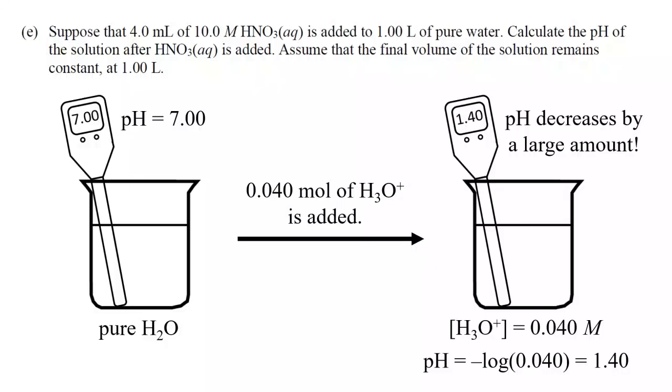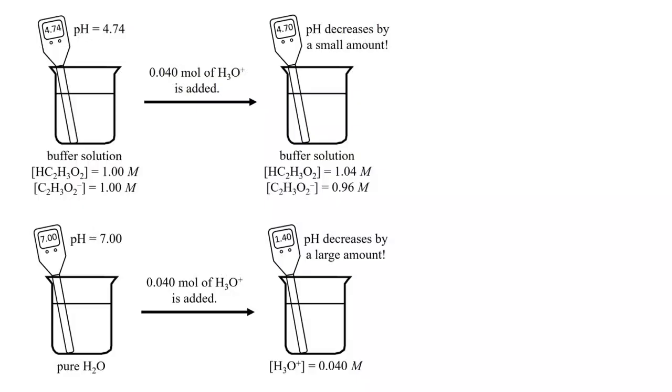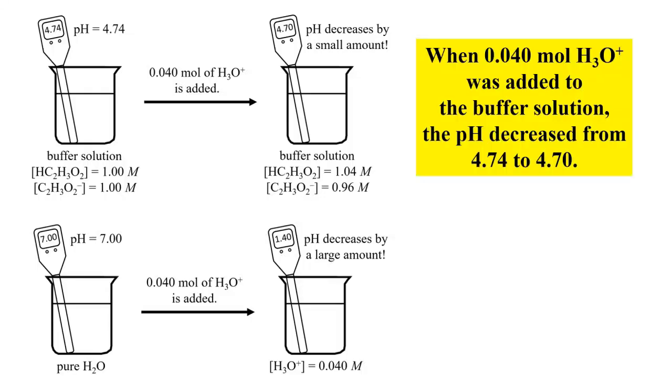So I'm going to summarize on this next slide the difference between a buffer and pure water. So you can see at the top of this slide, if we start with a buffer solution, such as an equimolar amount of acetic acid and acetate, the pH initially is 4.74. Now, when 0.040 mole of the hydronium ion is added to that buffer, the pH did go down, but only by a small amount. The pH decreased from 4.74 to 4.70. So that's a good buffer, maintaining a relatively constant pH.